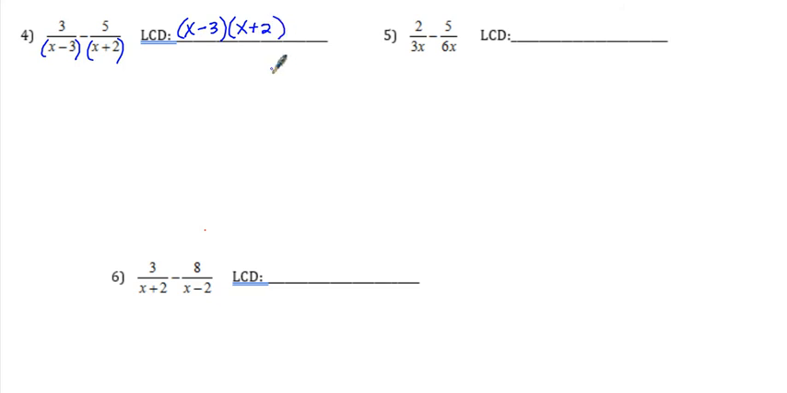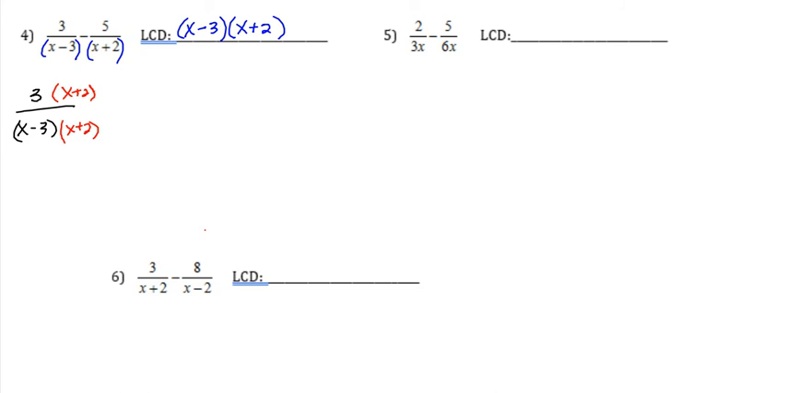All right? So now we need to look at each fraction and see who's missing what. The first fraction already has an x minus 3 in the denominator, and it's missing an x plus 2. So in order to get it there, we're going to take this original fraction and multiply it by what it's missing, x plus 2 over x plus 2.